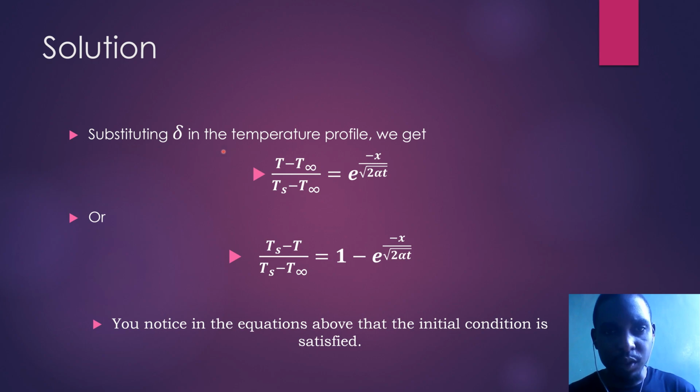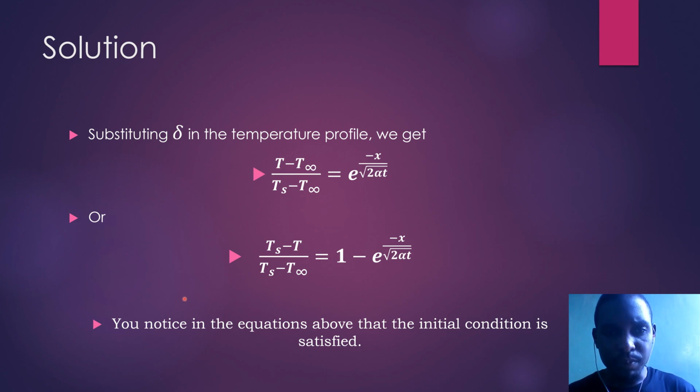Now we substitute the value of lambda we got into the temperature profile we postulated and get the temperature profile given by T minus T infinity over Ts minus T infinity is equal to exponential negative x over the square root of 2 times thermal diffusivity times t. Or we can modify this temperature profile into another form given by Ts minus T over Ts minus T infinity is equal to 1 minus exponential negative x over the square root of 2 times thermal diffusivity times t.